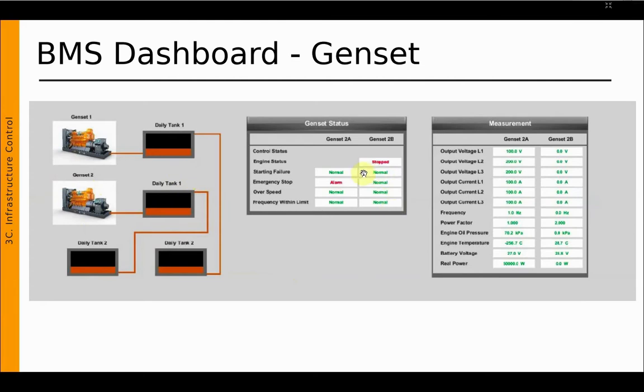We can see that the monitoring from the genset can include control status, engine status, overspeed, and frequency within limit. Sometimes we can monitor the electrical parameters on the genset, like voltage, phase 1, phase 2, phase 3, and current, phase 1, phase 2, phase 3, also frequency, and also power factor.